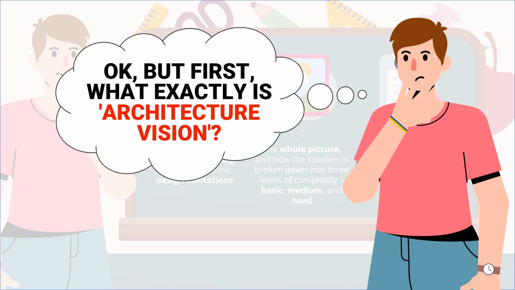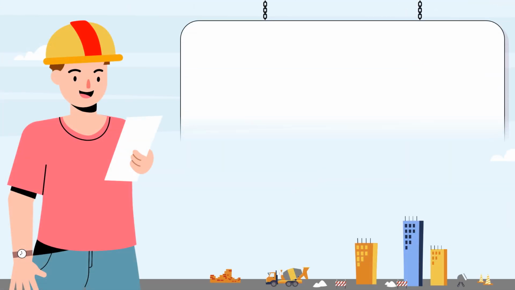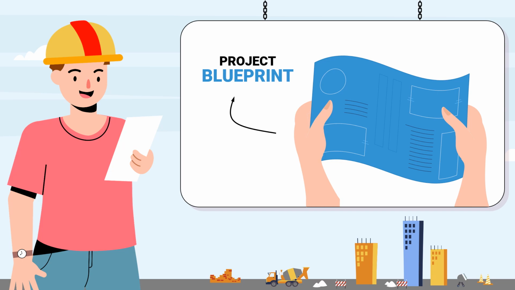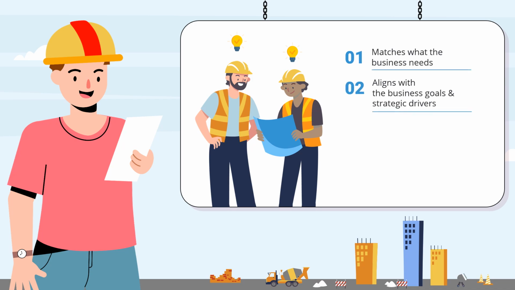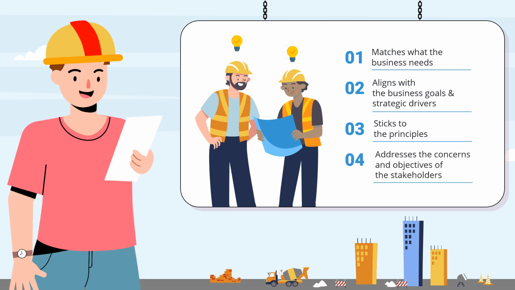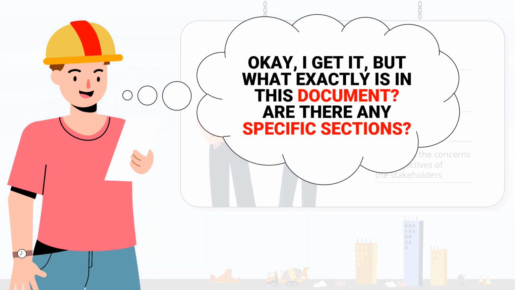Okay, but first, what exactly is architecture vision? That is a good question. Think of an architecture vision as the blueprint for a big project, for example, a software application. It's the first step where architects plan everything out, making sure it matches what the business needs and aligns with the business goals and the strategic drivers, but also sticks to the principles and addresses the concerns and objectives of the stakeholders. Okay, I get it.